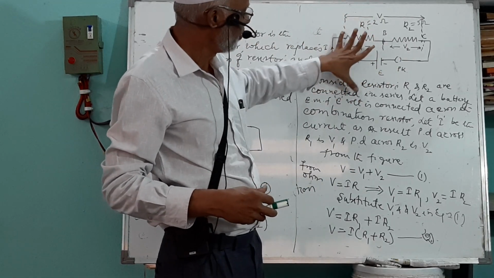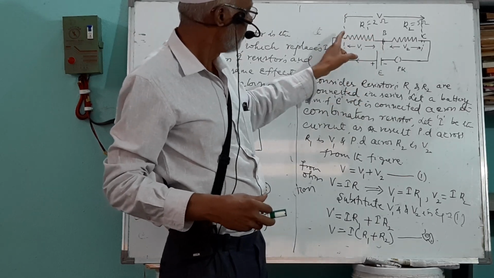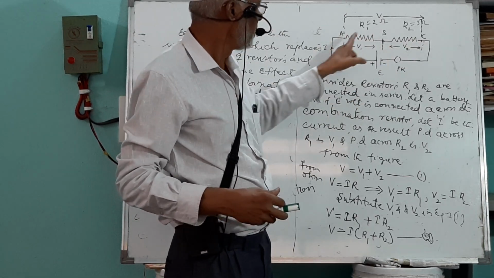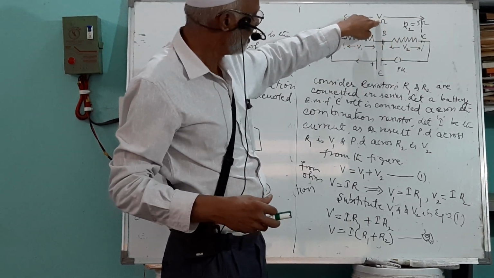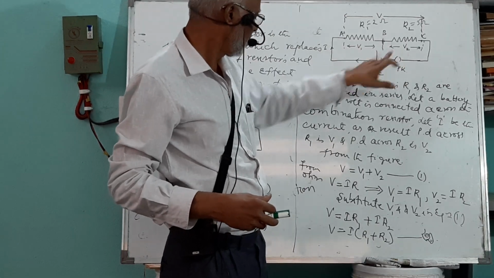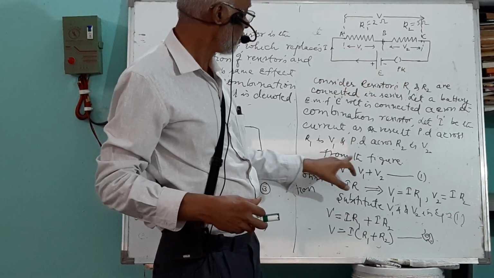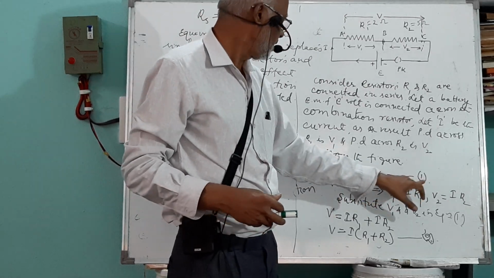From this circuit, the total PD between A and C is denoted as V. From this figure, the total PD is equal to the sum of V1 and V2. From the figure we draw the conclusion V is equal to V1 plus V2. We can call that equation 1.